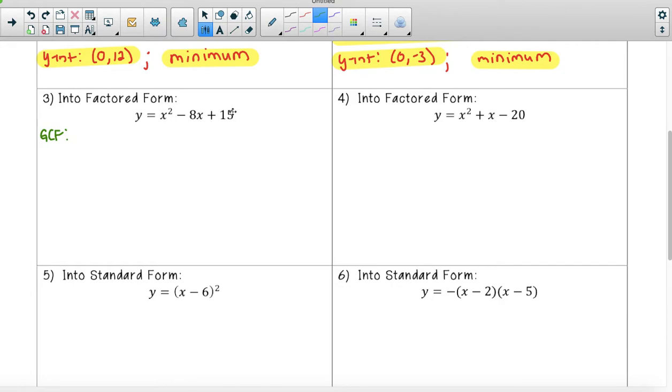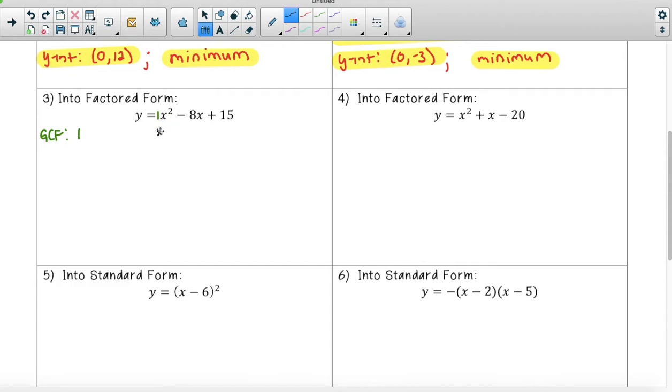Our smallest number on this problem, we have 15, a negative 8, and a 1. So the smallest number is a 1. Our GCF, therefore, has to be a 1. All terms do not have the variable x, so our GCF is just 1. That means that we do not have to divide anything. Now I'll just use guess and check to determine our factors.